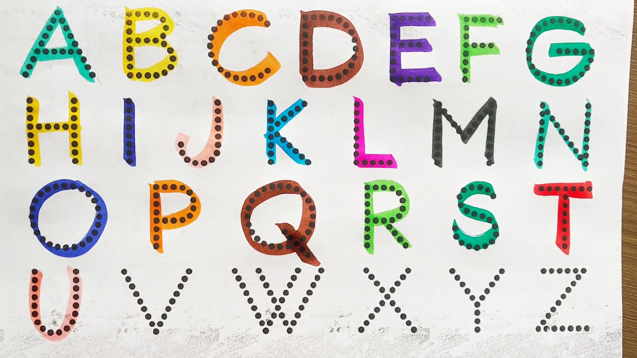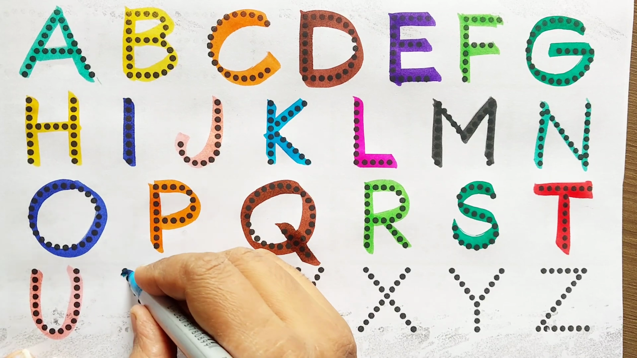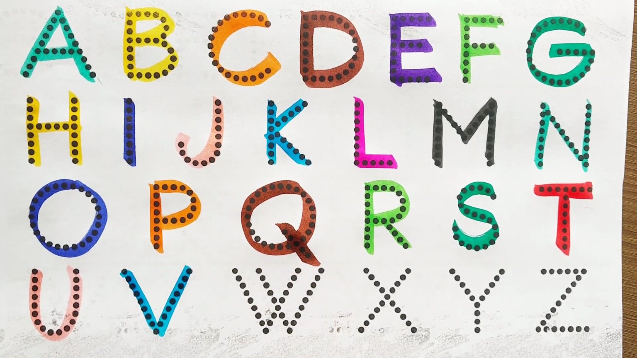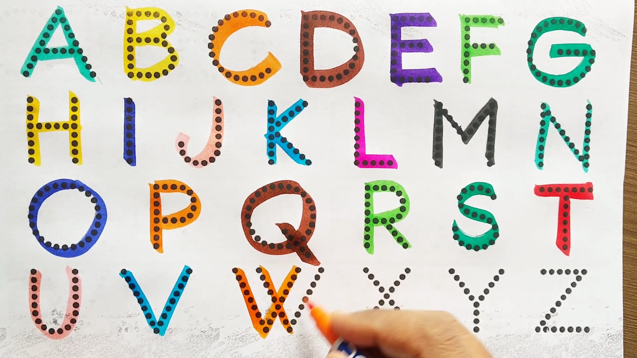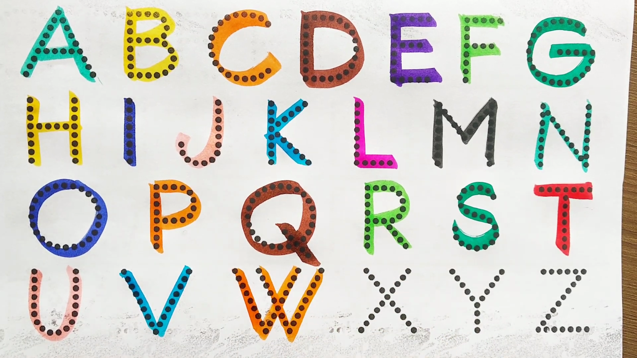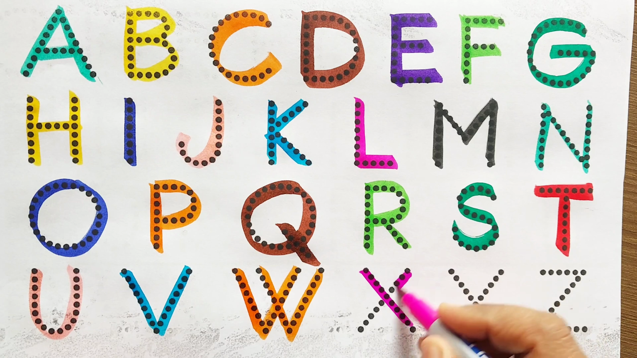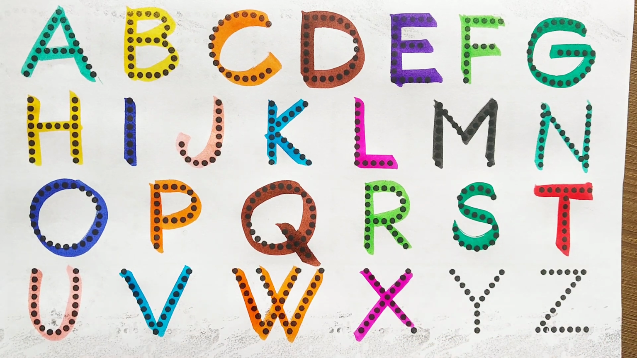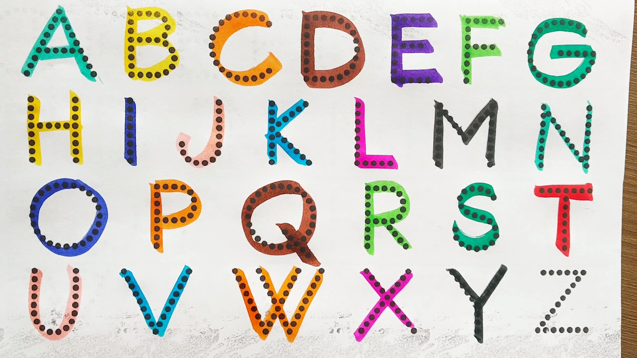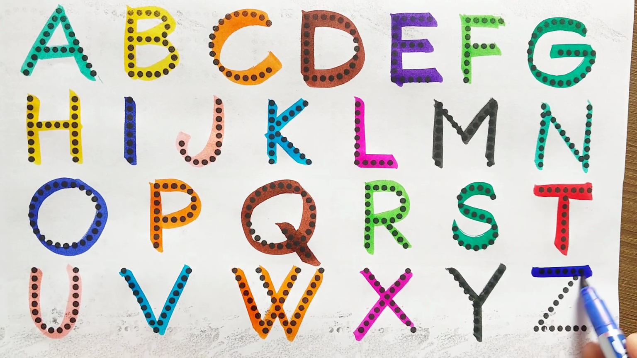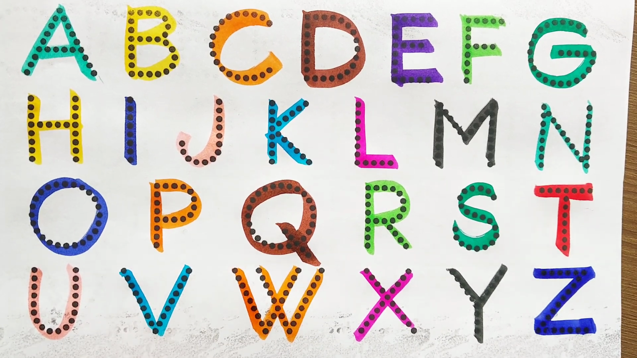U for umbrella. V for van. W for watch. X for xylophone. Y for yak. Z for zebra.